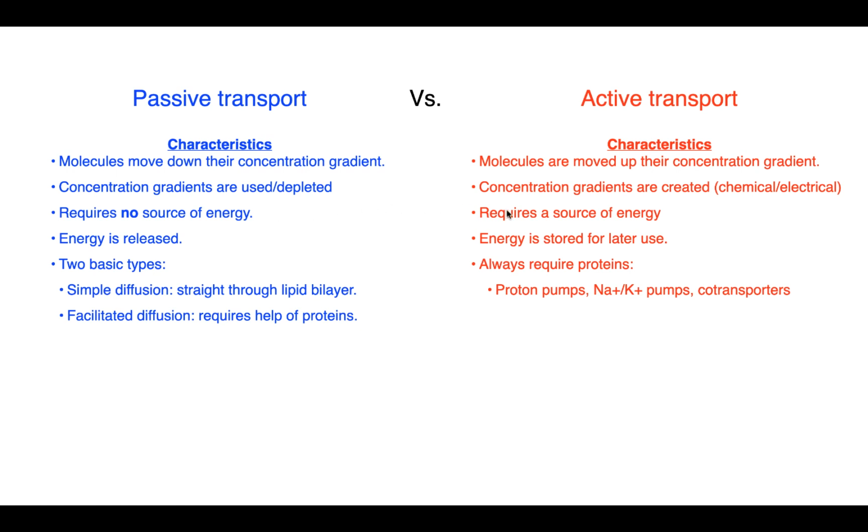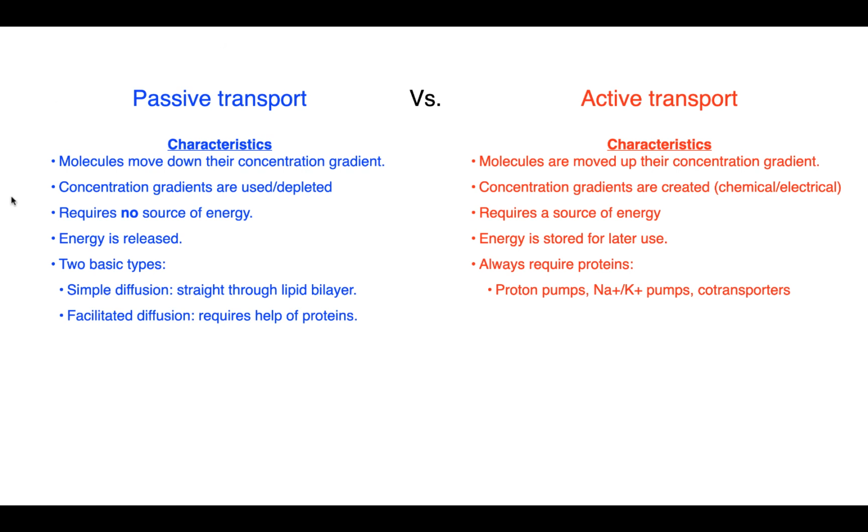For active transport, it requires a source of energy. We need energy to push those molecules against their concentration gradient. But once we do that, now we have a source of stored energy that we can use for later within that concentration gradient. In passive transport, there are two types.